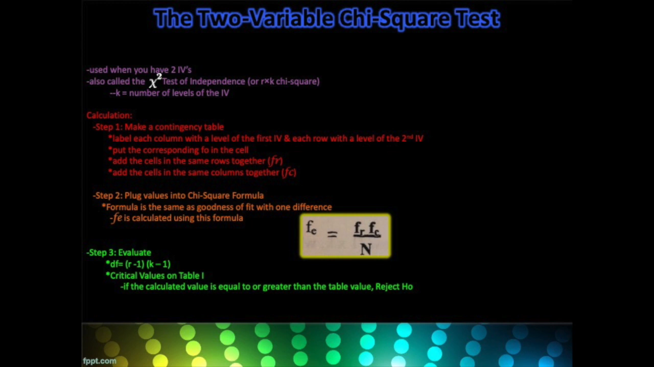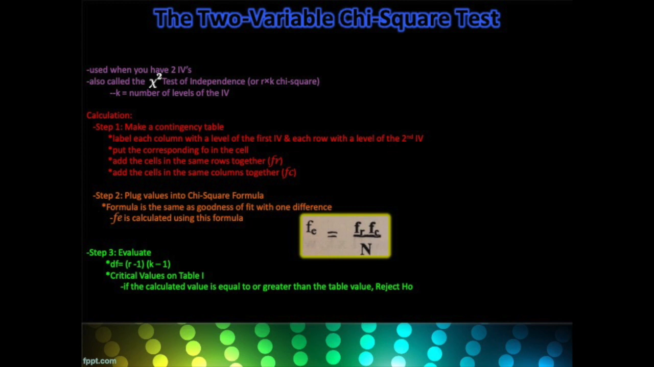Okay, so for the calculation, first you have to make a contingency table, which is a block of cells. And same as factorial ANOVA, you label each column with a level of the first IV, and then you label each row with a level of the second IV. You put the corresponding frequency observed in the cell, and you add the cells in the same rows together to get what's called the frequency row, and then you add the cells in the same columns together to get what's called the frequency column, and you put those outside of your contingency table at their appropriate locations. Again, going to show you that on the worksheet coming up.